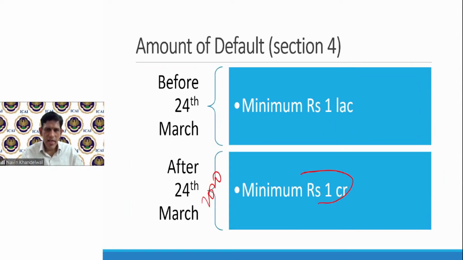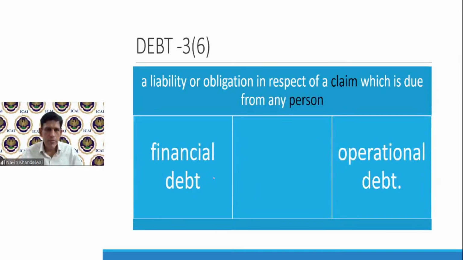So when I say a default of debt, what does debt mean? Debt is a liability or an obligation in respect of a claim which is due from any person. So there is a liability and obligation in respect of a claim. So there should be a default of a debt, and debt means there is an obligation with respect to a claim, which can come from any person, and that person could be a financial creditor or an operational creditor. So debt is classified as financial debt and operational debt. So there are two types of debt. As per IBC, they recognize two types of debt. As per accounting, we can classify as secured, unsecured, whatever. Here, secured and unsecured will fall under the category of financial debt.